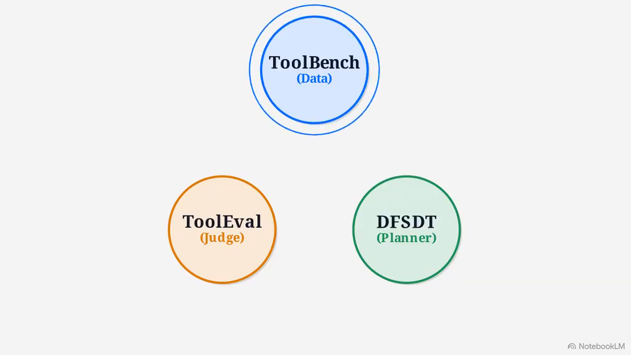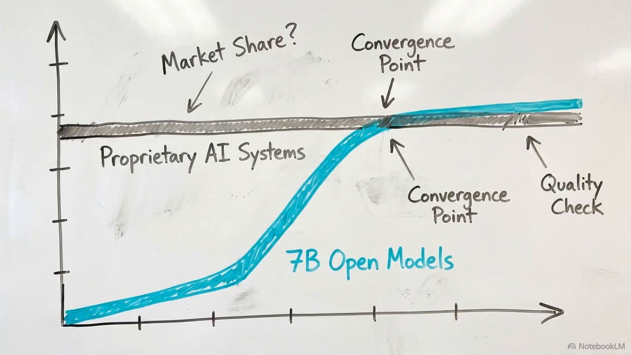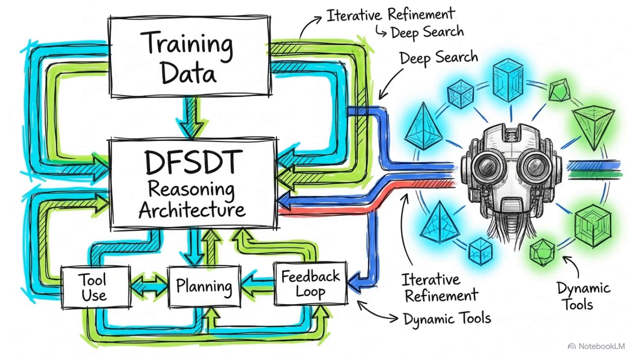The system functions by coordinating hierarchical data generation, the backtracking logic of the DFSDT planner, and the semantic evaluation of the LLM judge. Open-source models can achieve parity with proprietary systems on highly complex tasks, but doing so means looking past raw scale and explicitly co-designing the training data alongside the reasoning architecture.